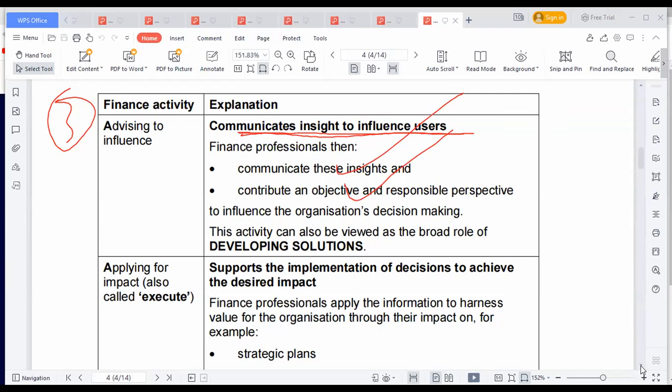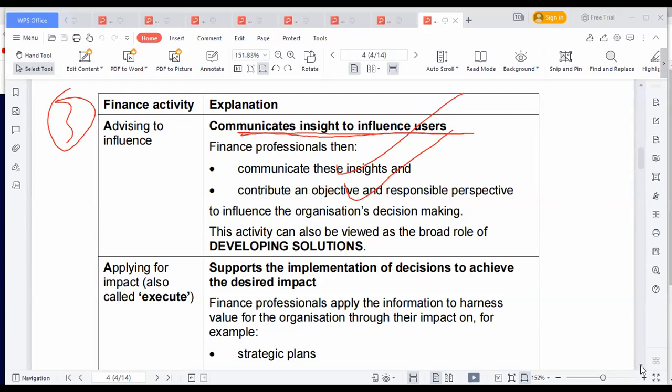Contribute an objective and responsible perspective, right? To influence organization decision making. Like we say, we advise top management so that they can be able to make certain decisions. You understand the point? Now we advise, especially the management accountant is well positioned to be able to do that. The management accountant will then need to be able to advise management on a certain direction that should be taken so management can be influenced to be able to do that.